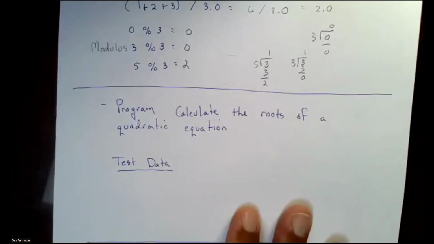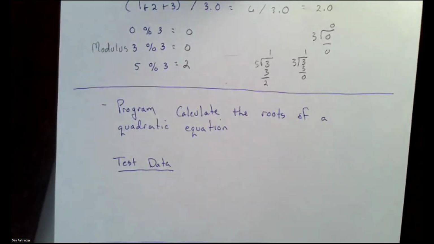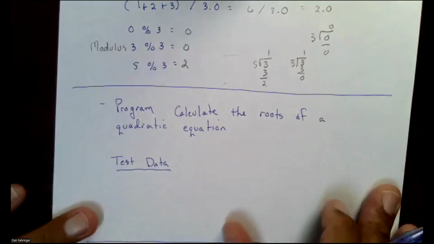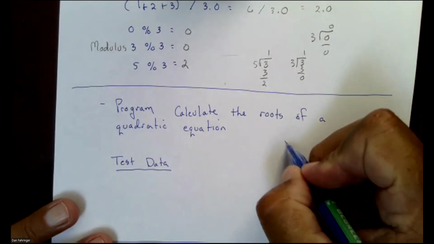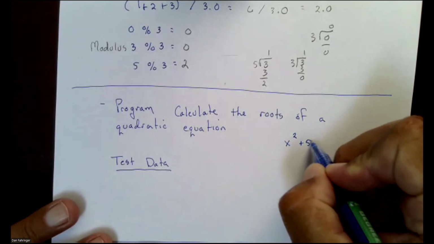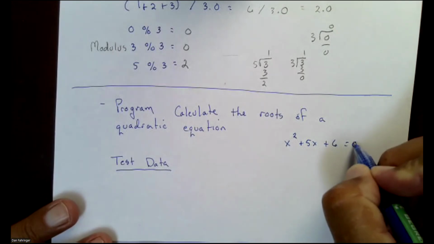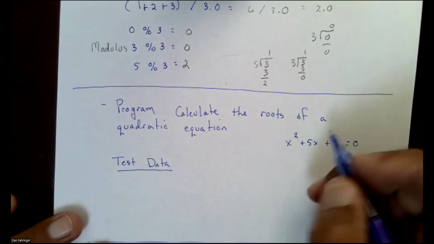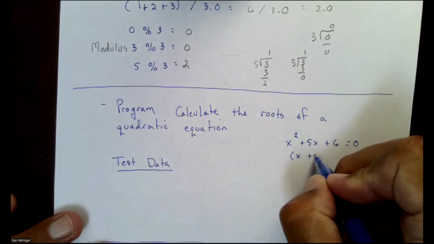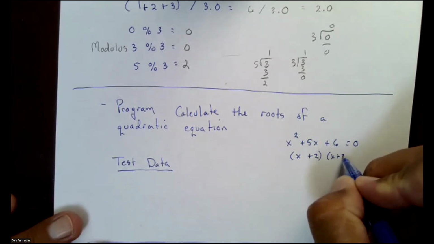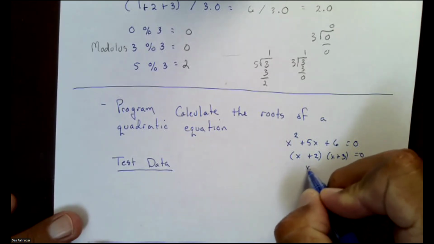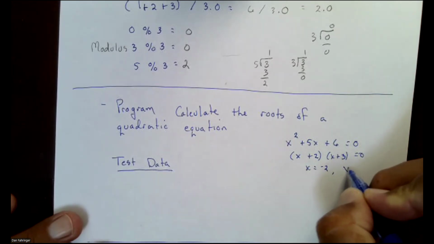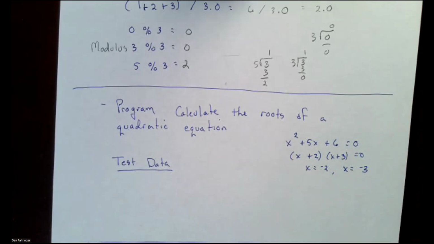Calculate the roots of a quadratic equation. Oh boy, this is what you're going to work on in a minute. But before I turn you loose, a quadratic equation is something like x squared plus 5x plus 6 equals 0. And I want to find the roots. And the roots are, let's see, x plus 2, x plus 3 equals 0. X equals -2 is one root, and x equals -3 is another root.